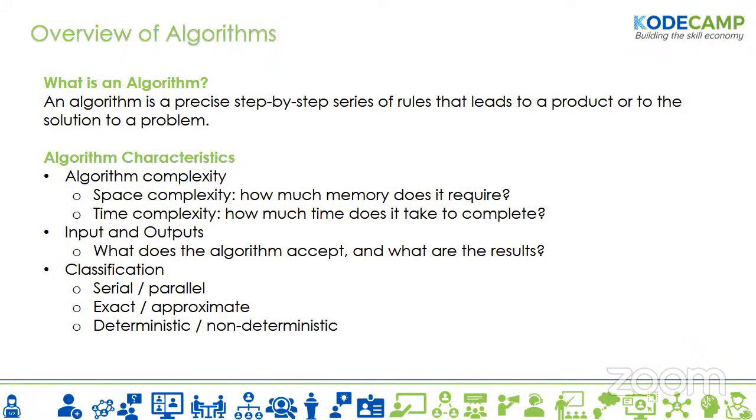Now, what is an algorithm? An algorithm is a precise step-by-step series of rules that leads to a product or to the solution to a problem. So it's a precise step-by-step series of rules. An algorithm is more like your recipe. You can think of it as a recipe. A recipe has the order in which things should come in and what should be done.